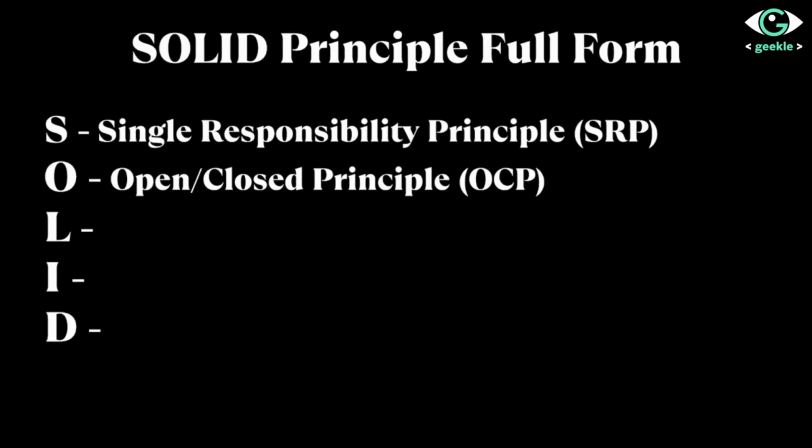O. Open and closed principle. The open and closed principle encourages software entities like classes, modules, and functions to be open for extension but closed for modification. It means that you should be able to add new functionality to a module without altering its existing source code. This promotes code reusability and minimizes the risk of introducing bugs.